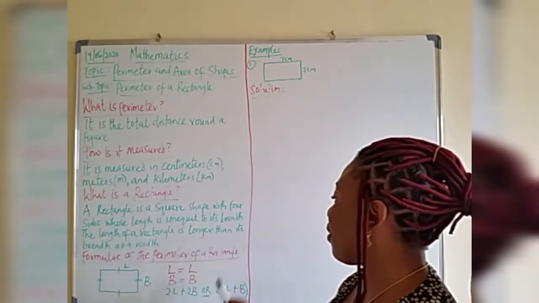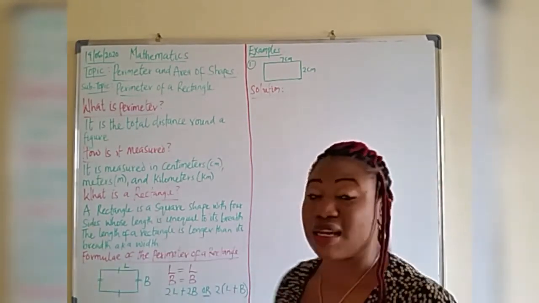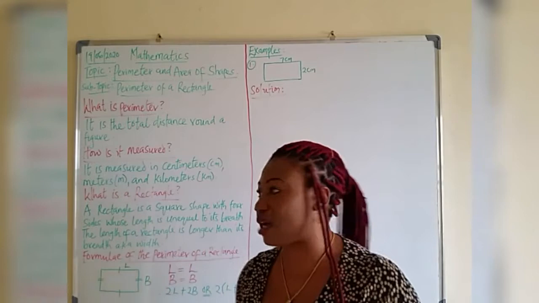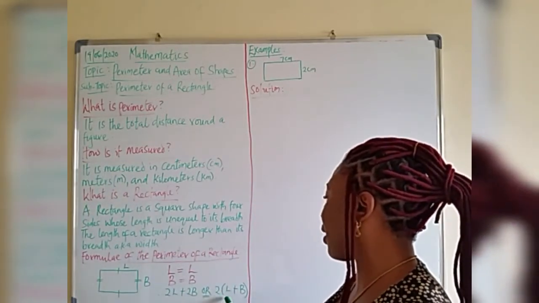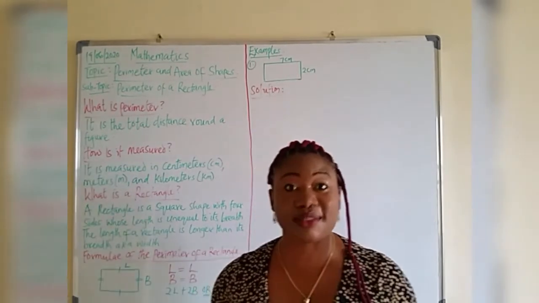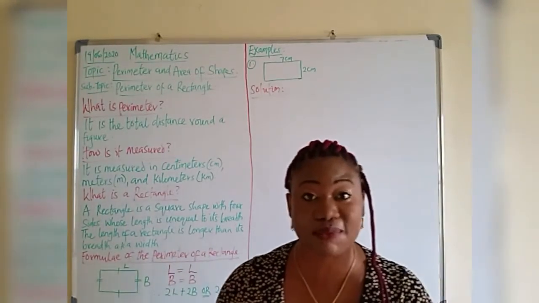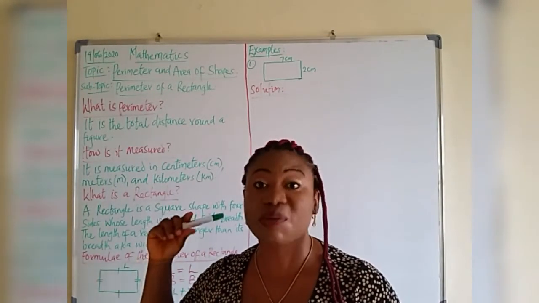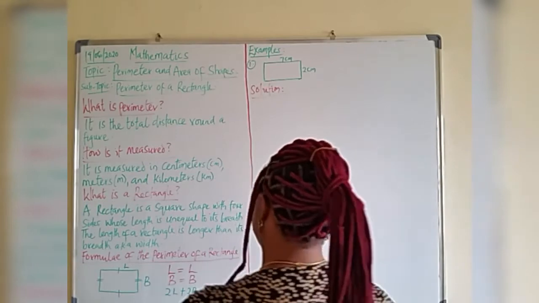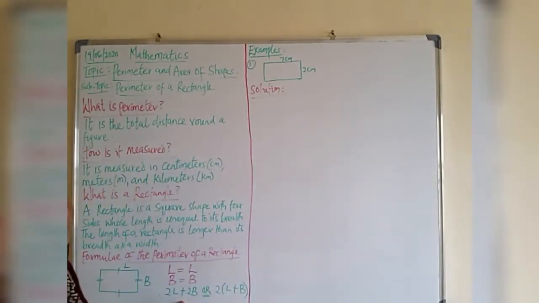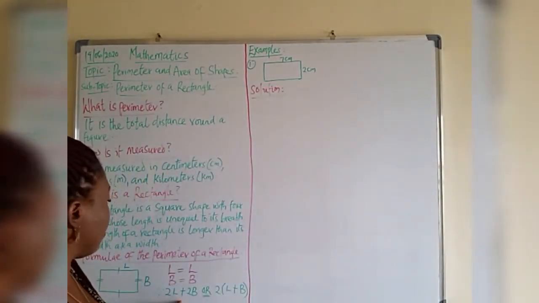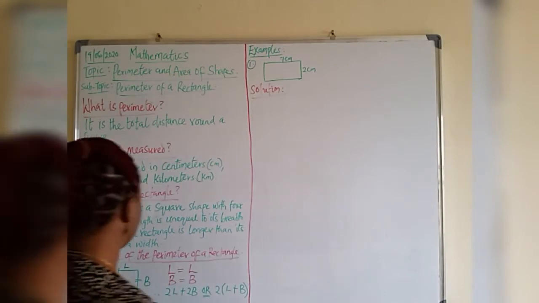Now, the formula of a perimeter is 2L plus 2B. According to some textbooks, that is how they put it. Or 2 into bracket L plus B. Do they mean the same thing? Yes, they're actually the same thing. We're going to actually prove it here on the board. How did they arrive at this formula? Let us prove it.